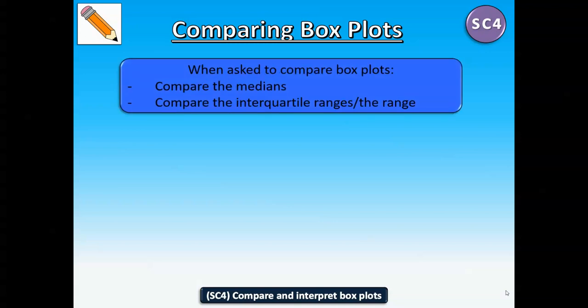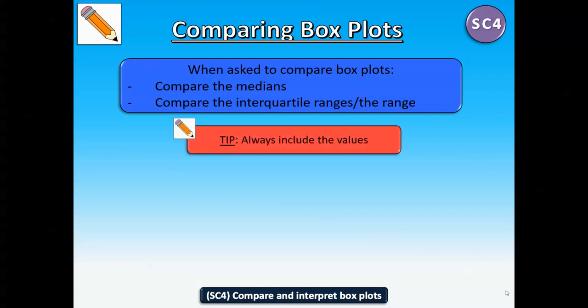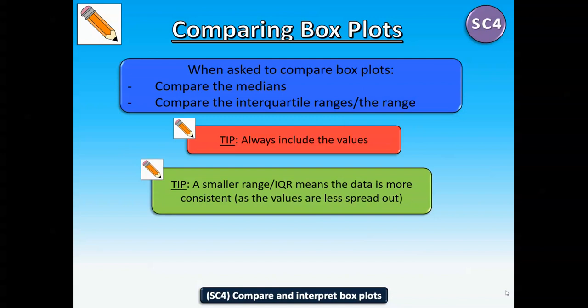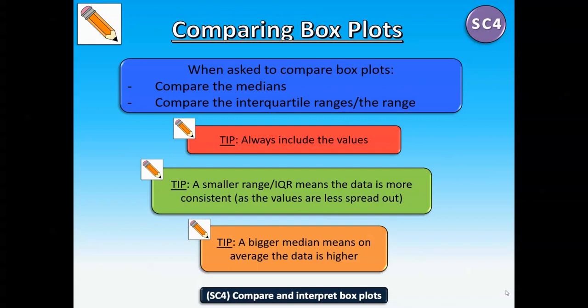So when we're asked to compare box plots, we need to compare 2 things. We need to compare the medians, and we compare the interquartile ranges, or the range. So we always need to include values. A smaller range, or interquartile range, means the data is more consistent, that the values are less spread out. A bigger median means on average the data is higher.